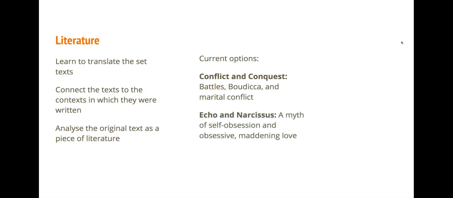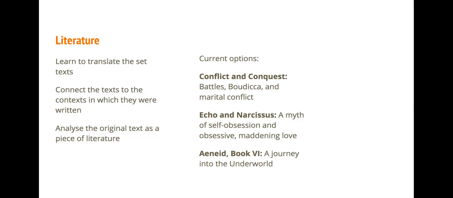Another option is looking at the myth of Echo and Narcissus. This is a really, really fascinating and iconic Greek myth, which is then later retold by a Roman author called Ovid. And it's a myth of self-obsession and of obsessive and maddening love. So it's a really, really interesting myth to do. And I'm quite looking forward to looking at that in the original Latin.